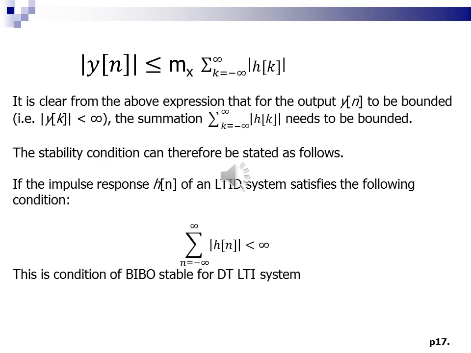The stability condition therefore can be stated as: if the impulse response h of n of a DT LTI system or LTID system satisfies the following condition, that summation n goes from minus infinity to infinity, mod of h of n is less than infinity, then we say that the system is a BIBO stable system. So this is the stability criteria of a DT LTI system.